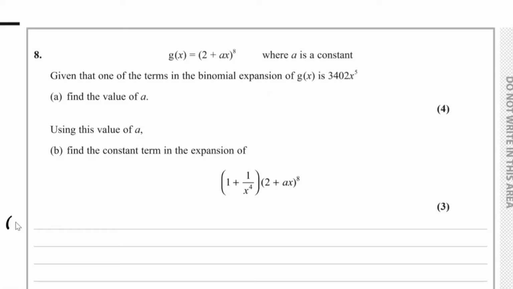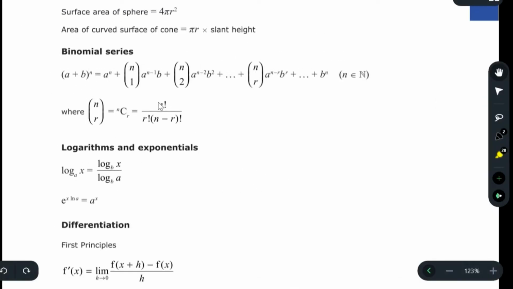Well, it would make sense for us to find the value of a by working out the coefficient of x to the 5. If we go to the formula book, we can find out the coefficient of x to the 5 using the results we see here. So the results here will allow us to find out the coefficient of x to the 5.